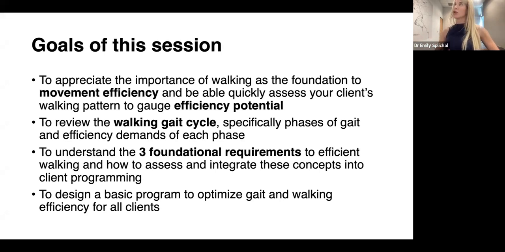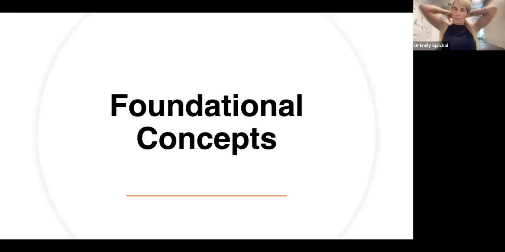Are they moving using the least amount of energy? Are they using the energy that is given to them from the ground and having this symbiotic relationship? Are they moving fascially? Fascial movement is going to be efficient movement, right? So we're going to review that concept a little bit more. We're going to go into the gait cycle, the different phases of gait, the demands for each phase, and really dive into these three foundational requirements for efficient gait. And then we'll go into a little bit on programming for you guys, okay?